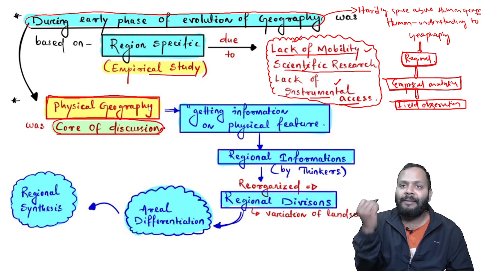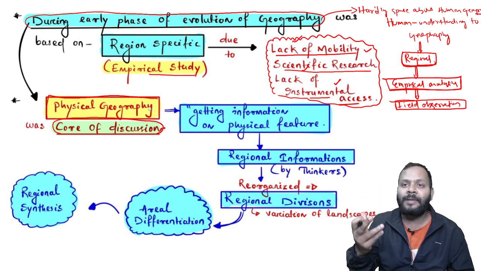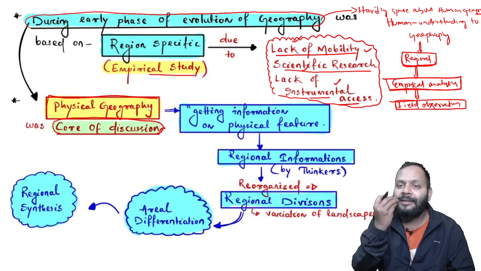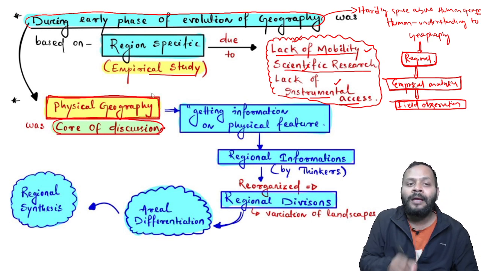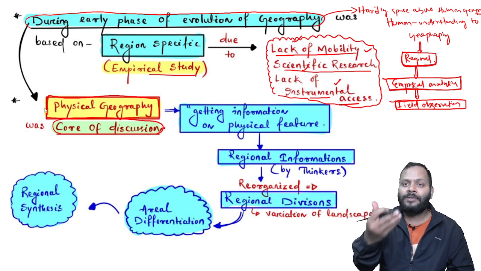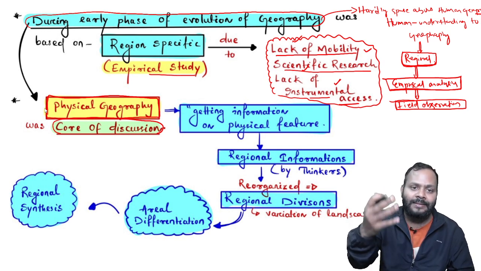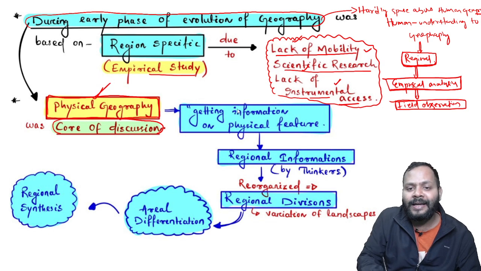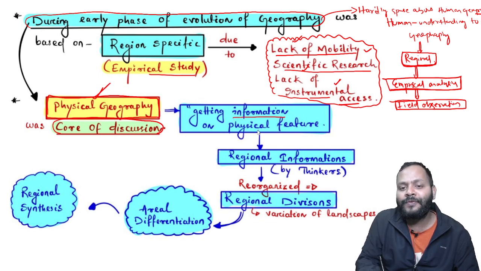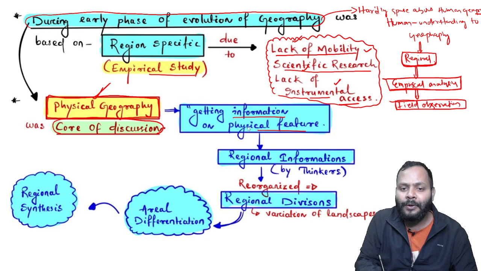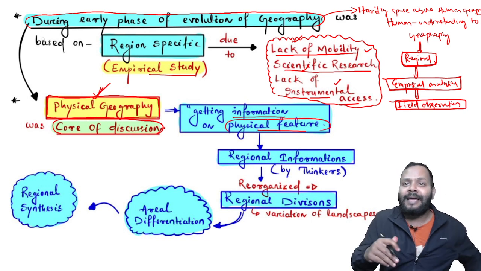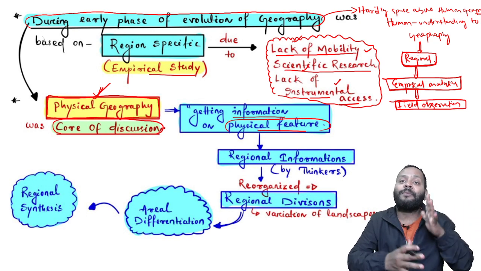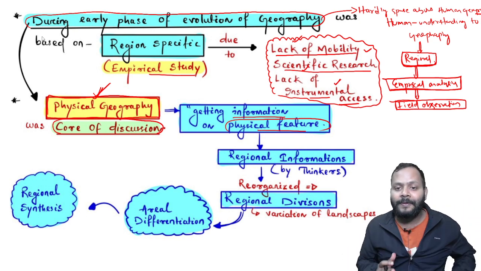We need to know the climate. What will be the water? What will be the rain? What will be the temperature? This information is necessary, because physical geography was needed for people's survival, habitation, transportation, and many things. Information on physical features is studied under physical geography. That means in the initial phase, we gave more priority to physical geography.